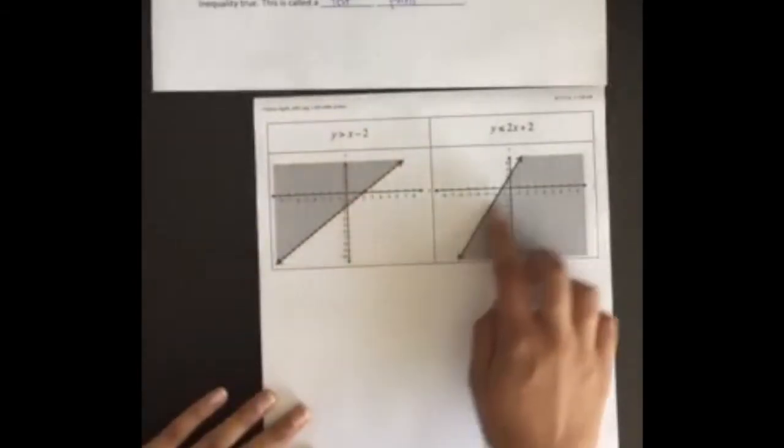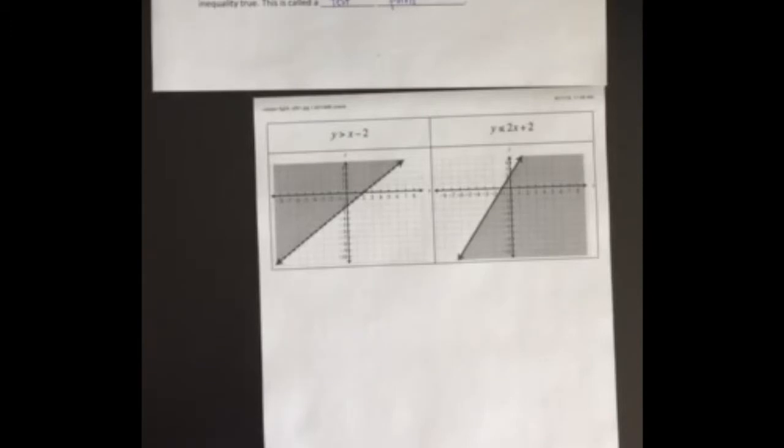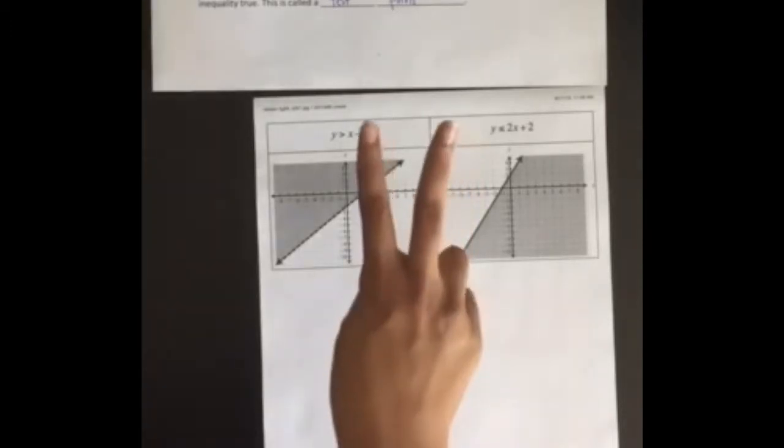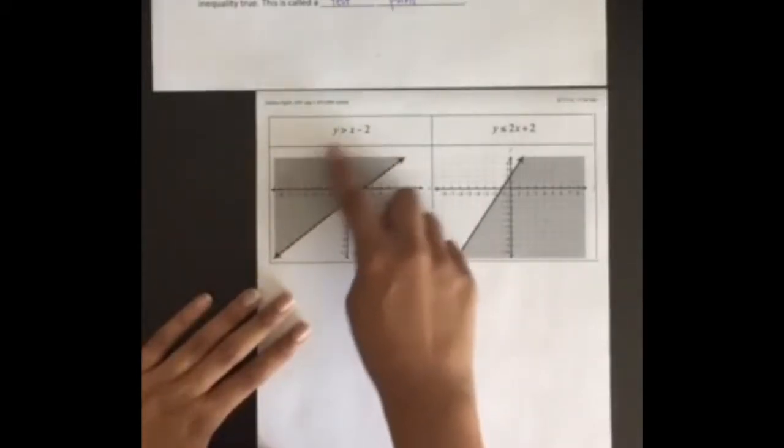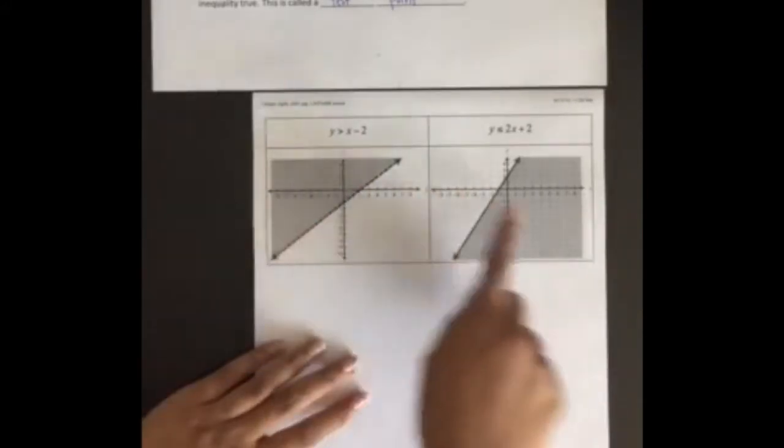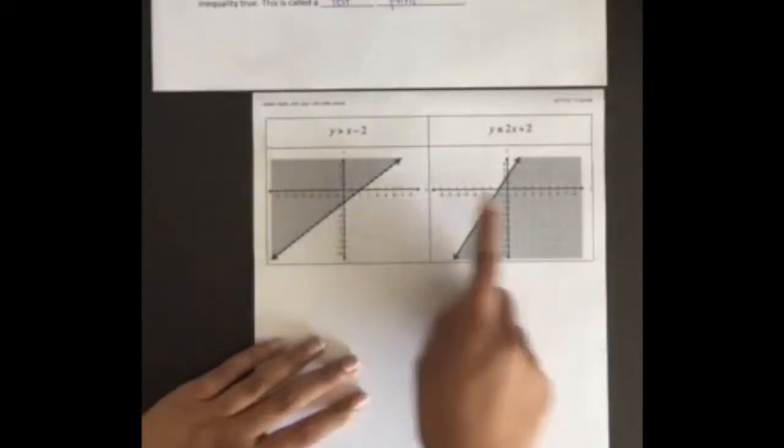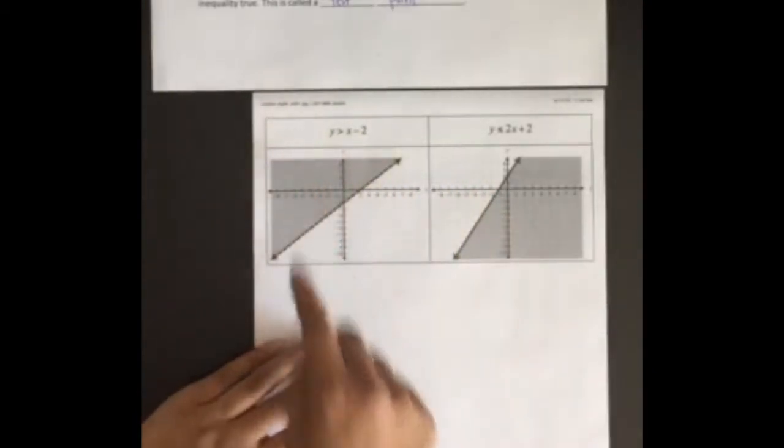These two lines are boundaries. The boundary separates the coordinate plane into two parts of the plane. One part of the plane consists of solutions of the inequality. The shaded region consists of solutions of the inequality. You shade one part of the two parts of the plane to show the solution set. These two shaded regions are the solution sets of the two linear inequalities.